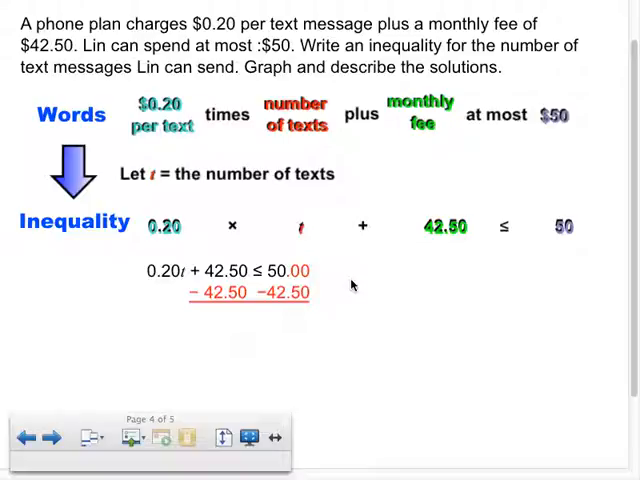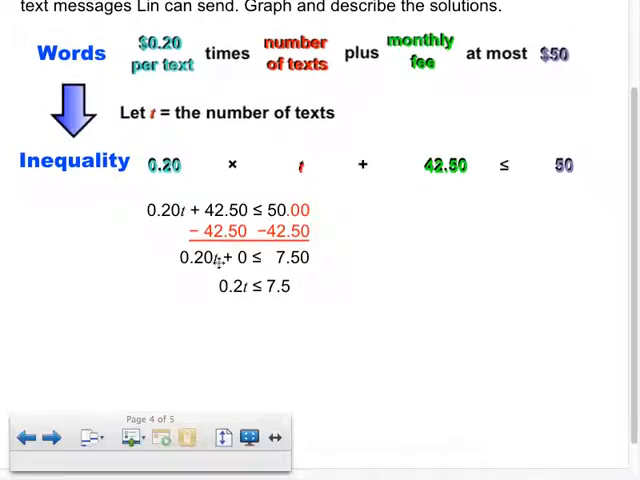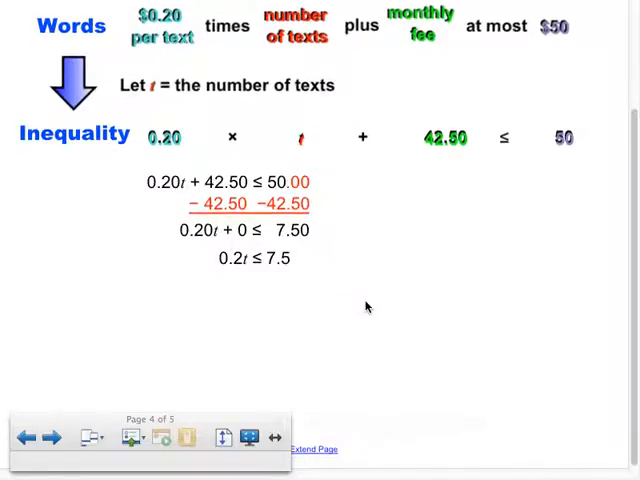So when I have $50 and I subtract $42.50, how much do I have left? There we go, $7.50. Now we got, this became 0. I got 20 hundredths T plus 0 is less than or equal to 7.50. We can simplify that. And actually I dropped off that 0, right? So you guys see what I did? I got rid of some zeros. Now, how do I isolate my variable?